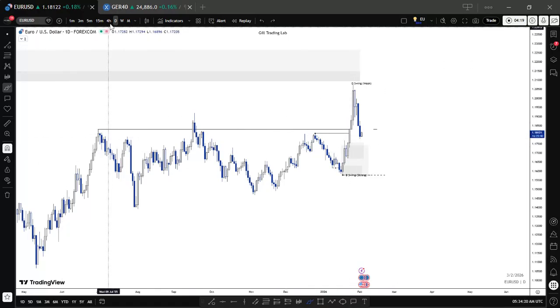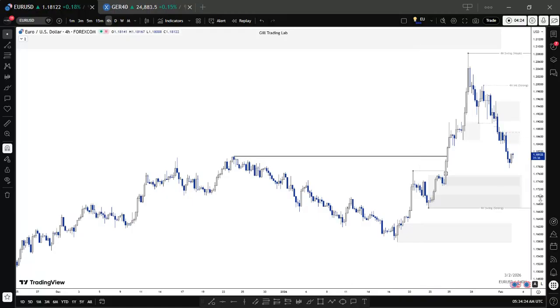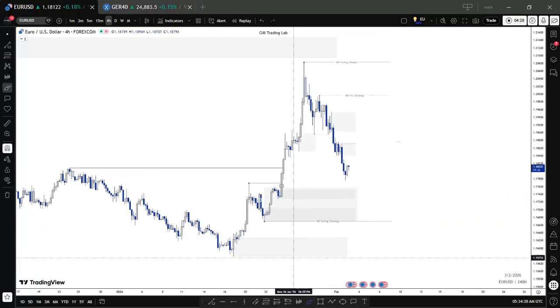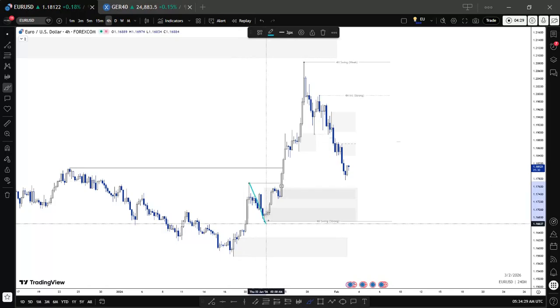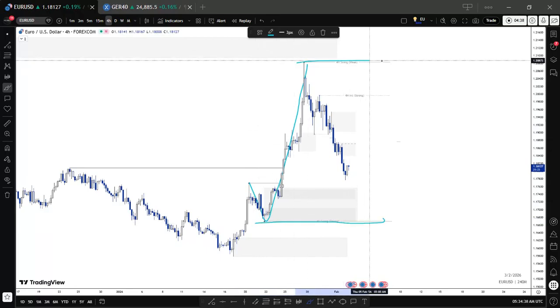Let's drop down to the 4-hour time frame. So on the 4-hour time frame, my swing structure is bullish. This is my swing structure. This is my strong swing low, and this is my weak swing high. And also this is my internal structure, and this is my fractal structure.